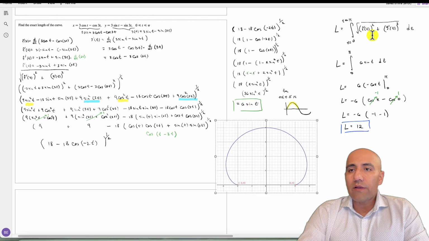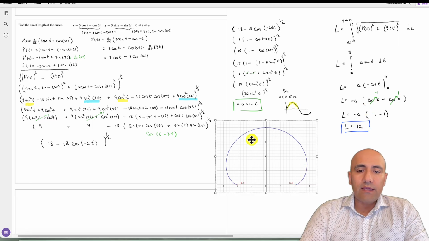So plugging it into our integral, this whole part in here just boils down to 6 sine of t, the integral ranging from 0 to pi. And so that gives me negative 6 cosine of t, ranging from 0 to pi, and then that simplifies to 12. So this arc length here is 12 units long.